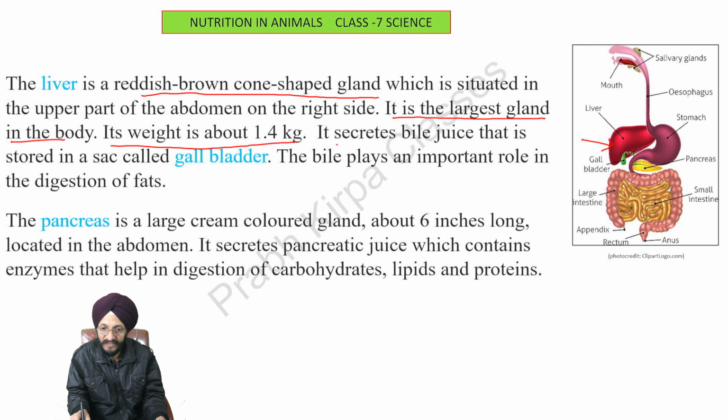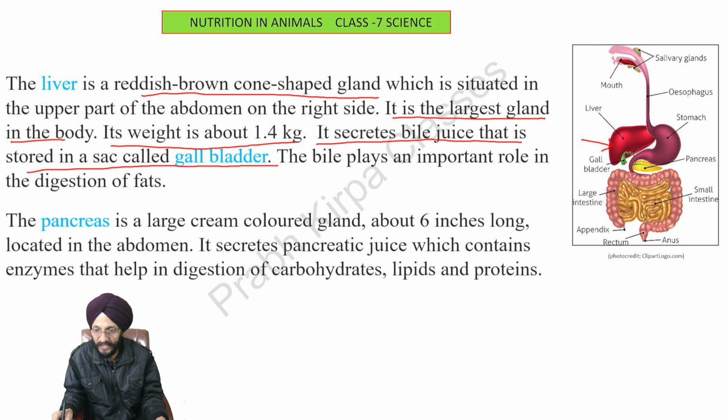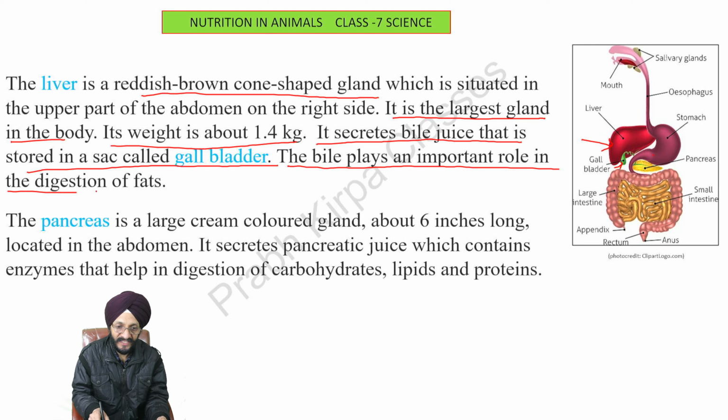This liver creates bile juice that is stored in a sac called the gallbladder. This is the gallbladder, which is shown here in green color. The bile plays an important role in the digestion of fats.